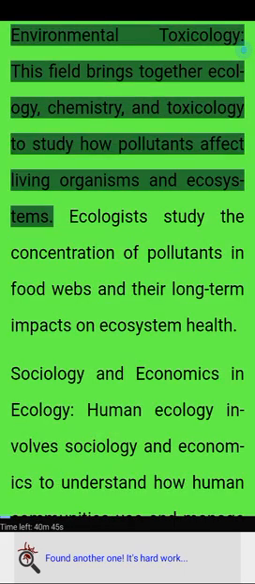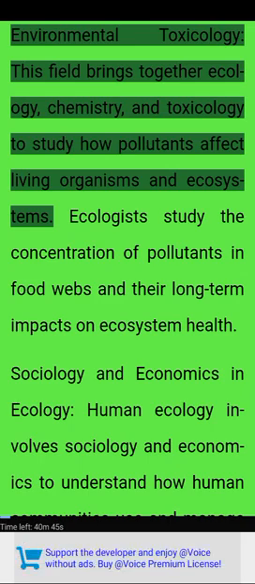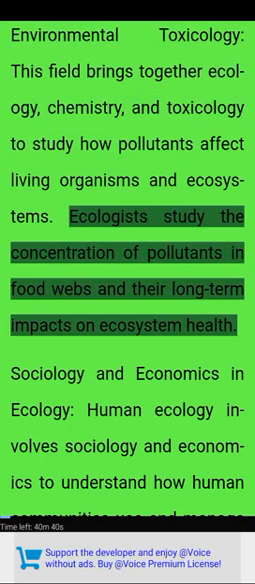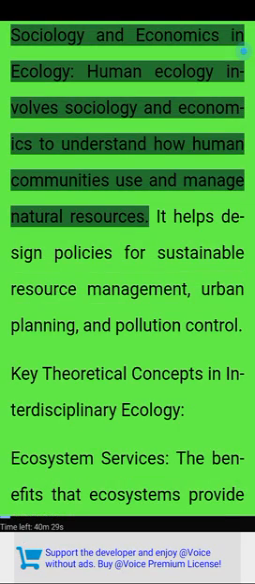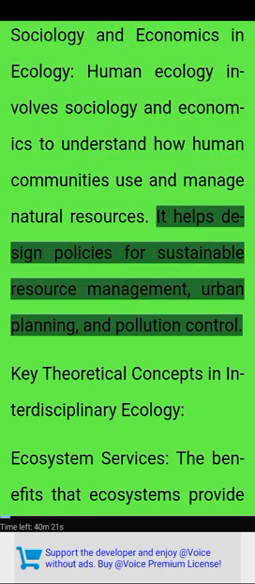Environmental toxicology. This field brings together ecology, chemistry, and toxicology to study how pollutants affect living organisms and ecosystems. Ecologists study the concentration of pollutants in food webs and their long-term impacts on ecosystem health. Sociology and economics in ecology. Human ecology involves sociology and economics to understand how human communities use and manage natural resources. It helps design policies for sustainable resource management, urban planning, and pollution control.